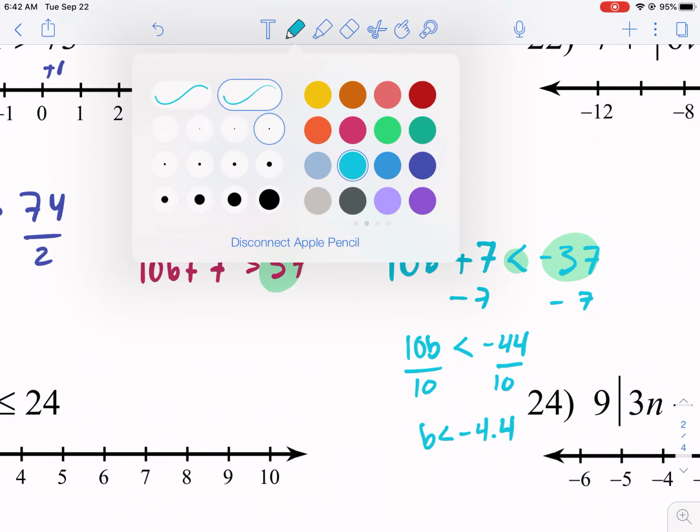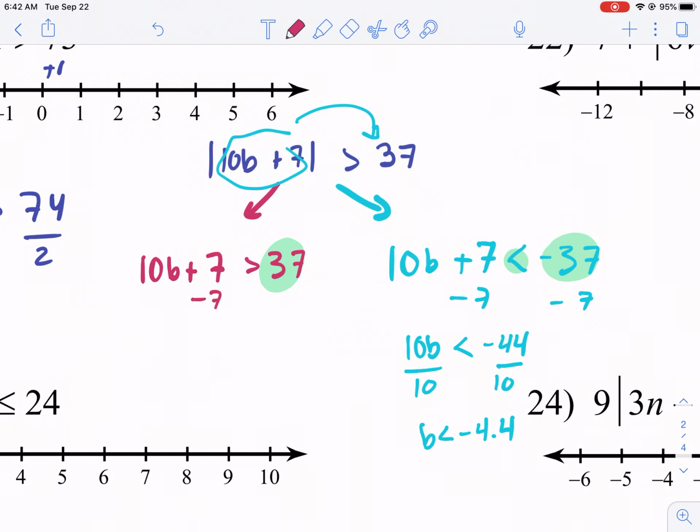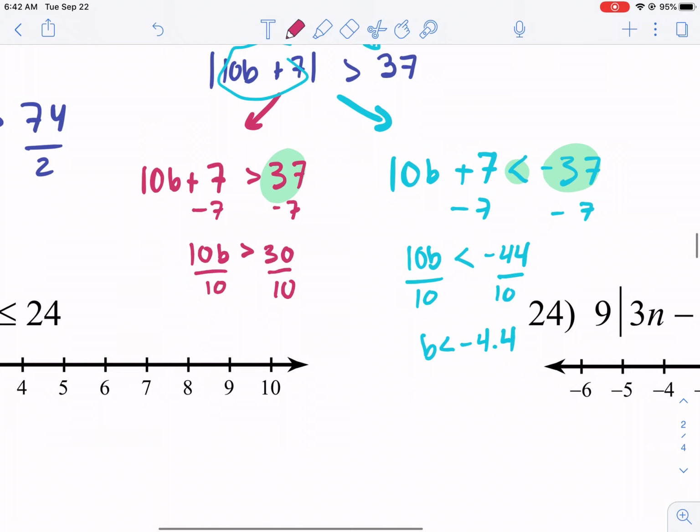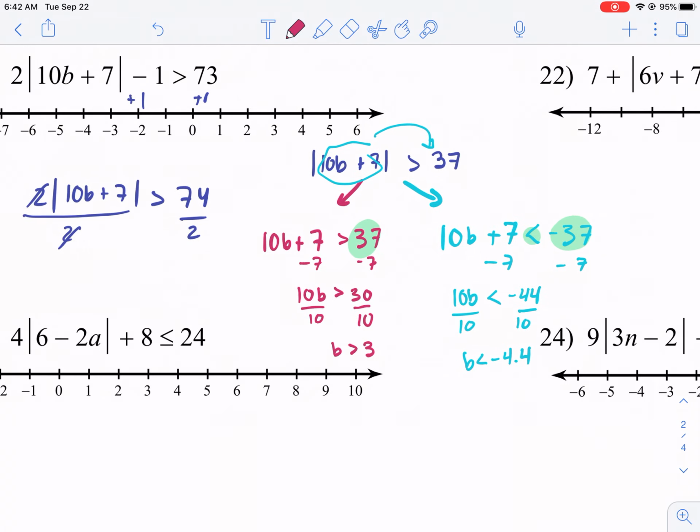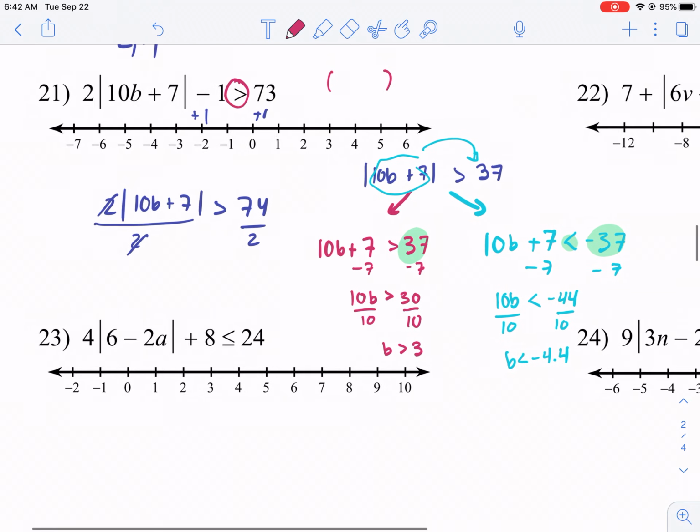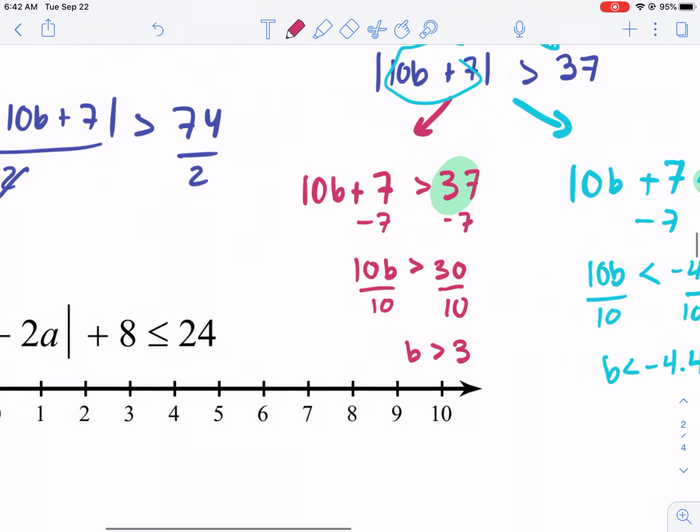Now we're going to go over here to this guy on the left. This guy should be a little bit nicer. We get 10b is greater than 30. Divide by 10, divide by 10. We're not dividing or multiplying either one of these by a negative. So we get b is greater than 3. Okay, we're going to be using parentheses here because it's greater than, not equal to, so we're going to be using parentheses.